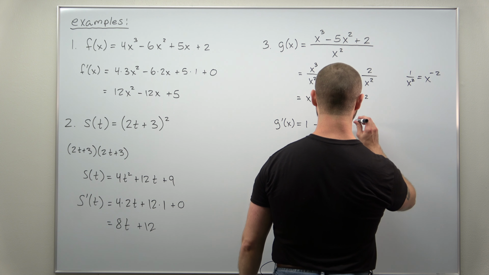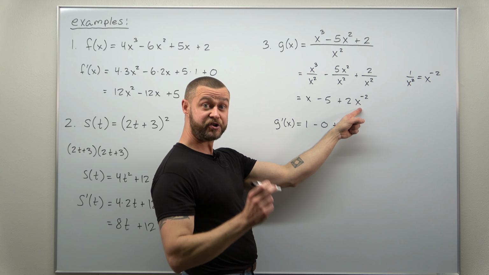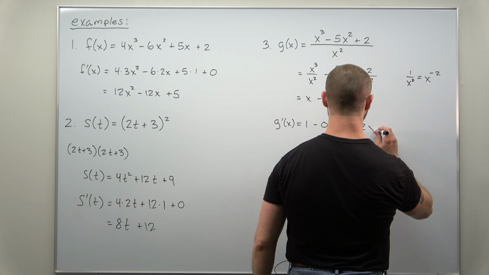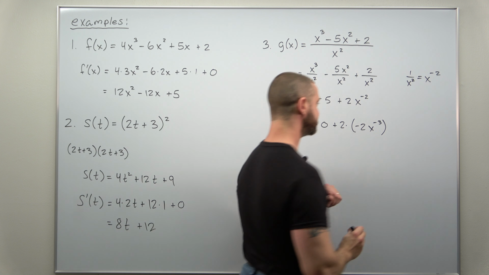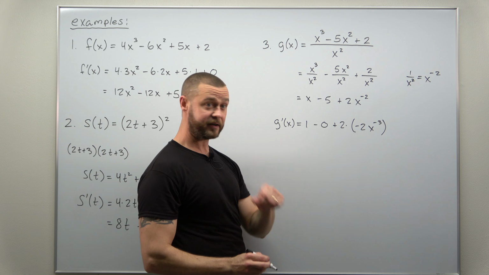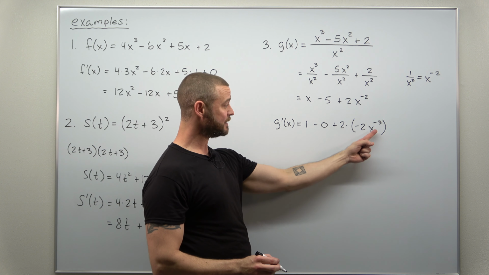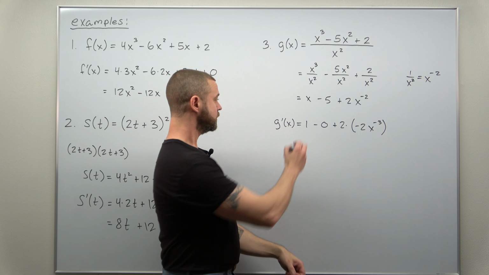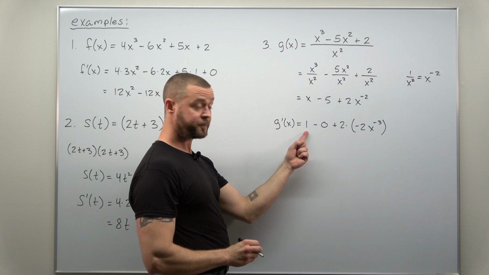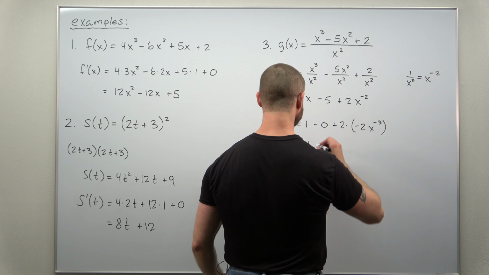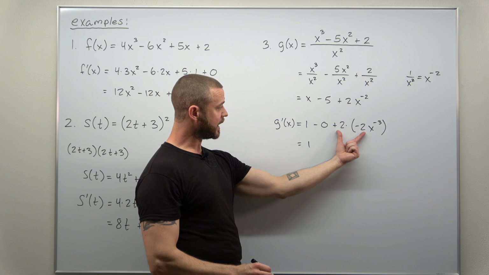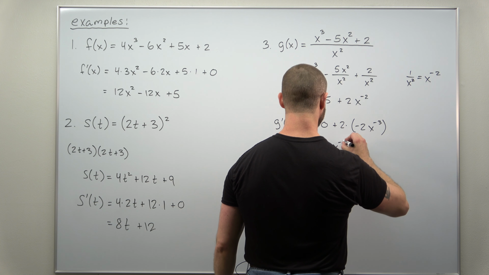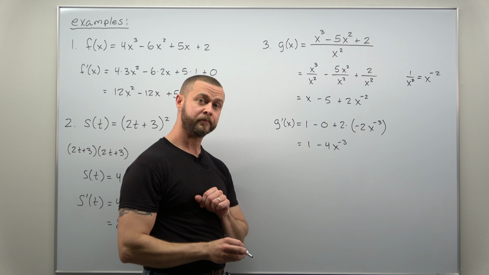And since the power is negative, let me go ahead and use a set of parentheses. So we're going to write this as plus 2 times, now we differentiate using the power rule, x to the negative 2, we bring the power down, and subtract 1 from that exponent. So the derivative of x to the negative 2, we get it as negative 2 times x to the negative 3rd power. And from here we can simplify. We have, for the first term, 1. We don't need the minus 0. But notice here we can multiply and get negative 4 times x to the negative 3rd power.